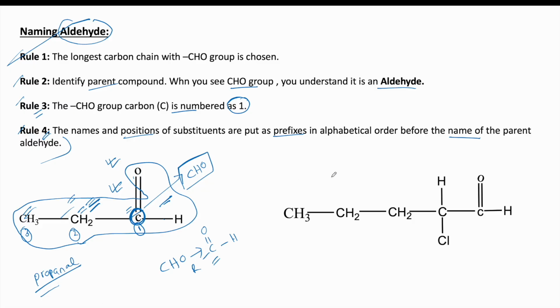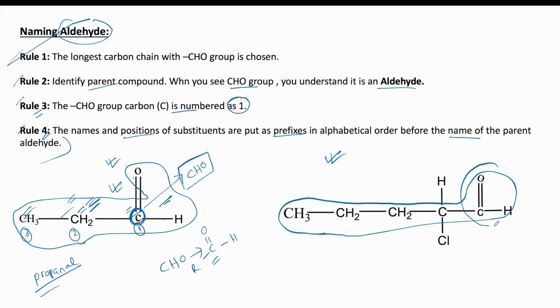Alright. Now let's move to our second example. We will identify the longest carbon chain with CHO group. Definitely this is the longest carbon chain with CHO group. Then we will identify the parent compound, as over here we have CHO group. This is definitely an aldehyde. We will number the CHO group carbon as 1. This carbon will be automatically 2, this will be 3, this will be 4, and this will be 5.